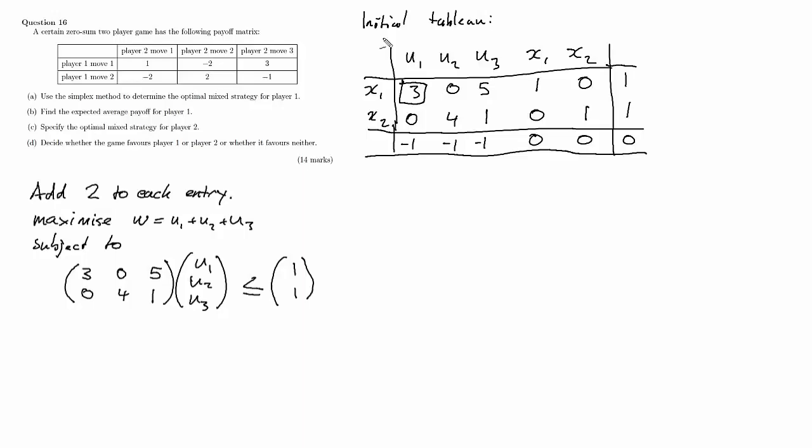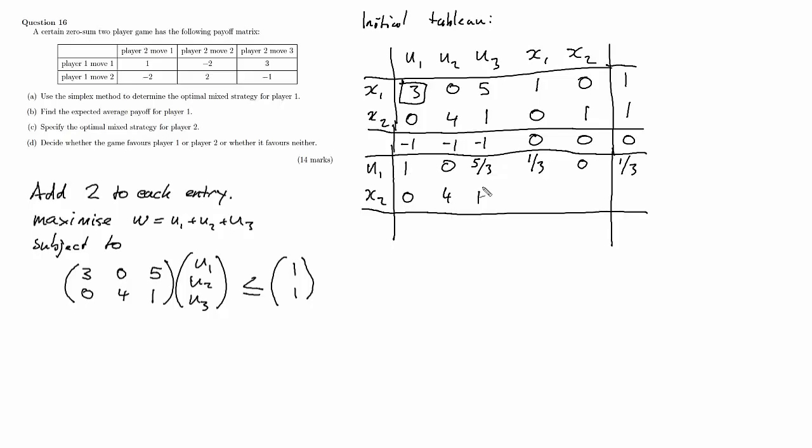So now we want to turn our pivot point into a 1. Our entering basic variable is U1, x2 stays the same. 3 divided by 3 is 1, 0 divided by 3, 5 divided by 3, 1 divided by 3, 0, and 1 divided by 3. We also want every entry below this point to be a 0. For x2, it's already a 0, so this row remains unchanged.